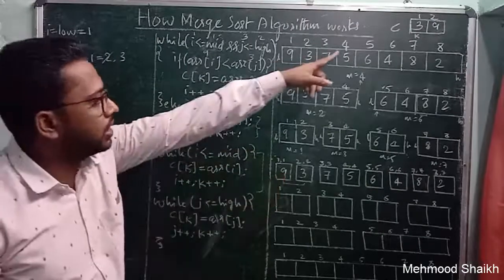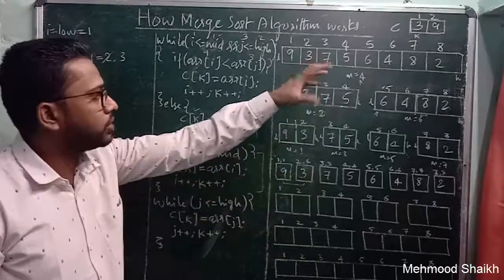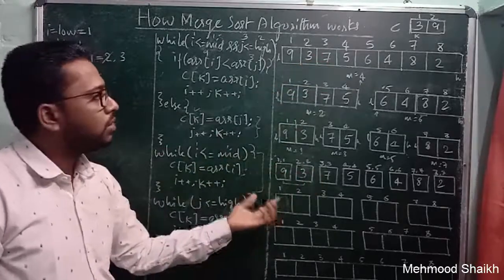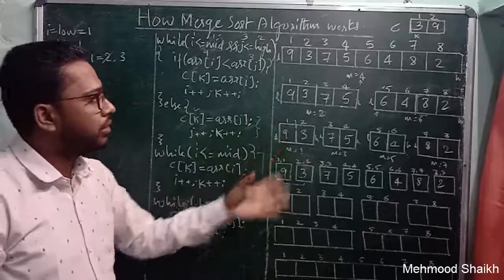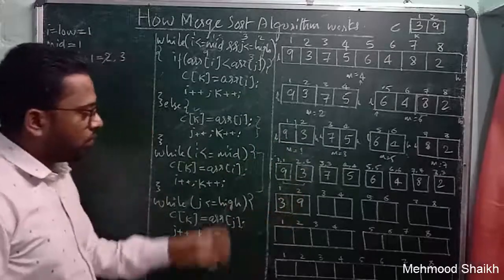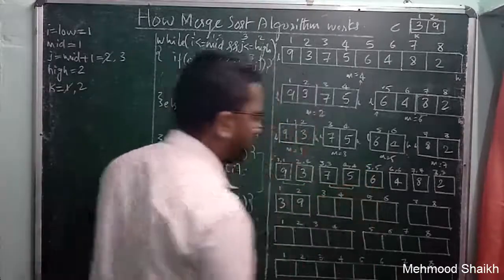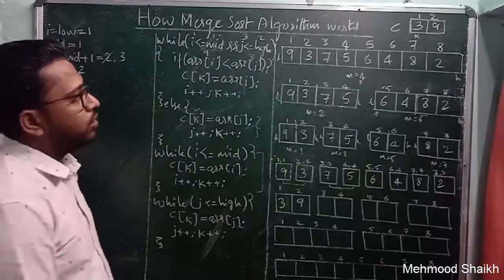Now you can see earlier the elements were 9 and 3. Now we solved these subproblems by swapping, by comparing. So now we have found the solution for these two subproblems. Now we need to do the same thing for these two. We need to merge these two subproblems as well. Okay, we have to do the same thing.